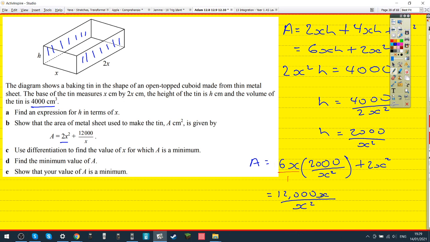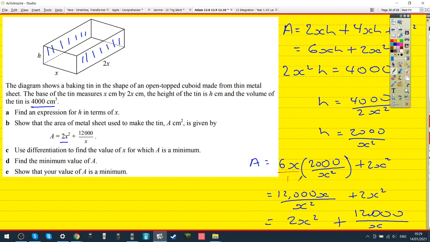And can you simplify anything there? The x's cancel out. I'm just going to swap them for the question because they wanted it written in a specific way. So I'll just put the 2x squared first and the other one second. 12,000 over x squared. Oh, sorry, over x.